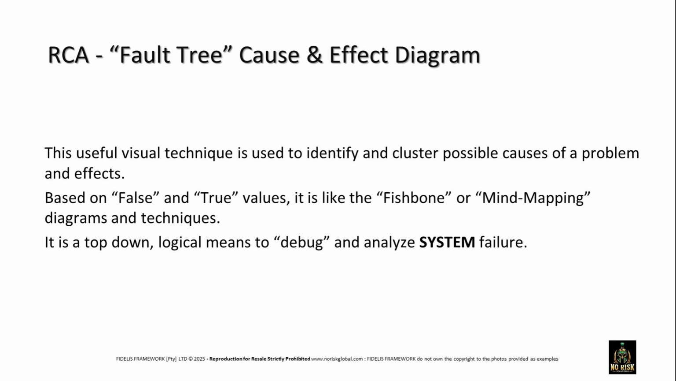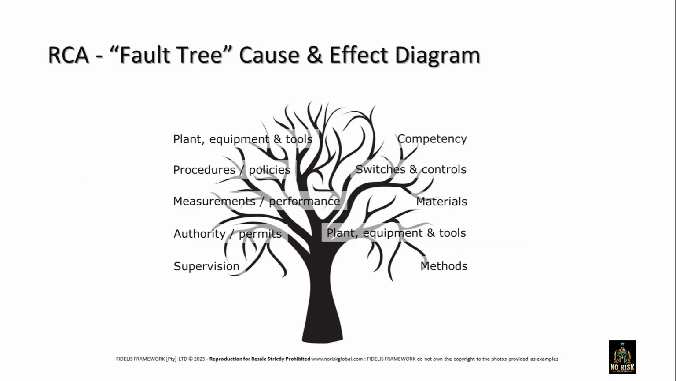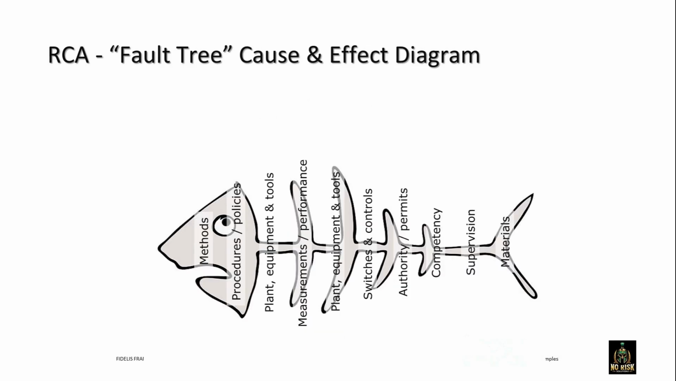This technique is akin to the fishbone or mind mapping diagrams, providing a structured approach to debugging and analyzing system failures. The fault tree diagram visually represents various elements that contribute to system failures. It includes factors such as plant equipment, procedures, measurements, authority, supervision, and methods, all branching out like a tree to illustrate their interconnectedness. Similar to the fault tree, the fishbone diagram offers another perspective on cause analysis.